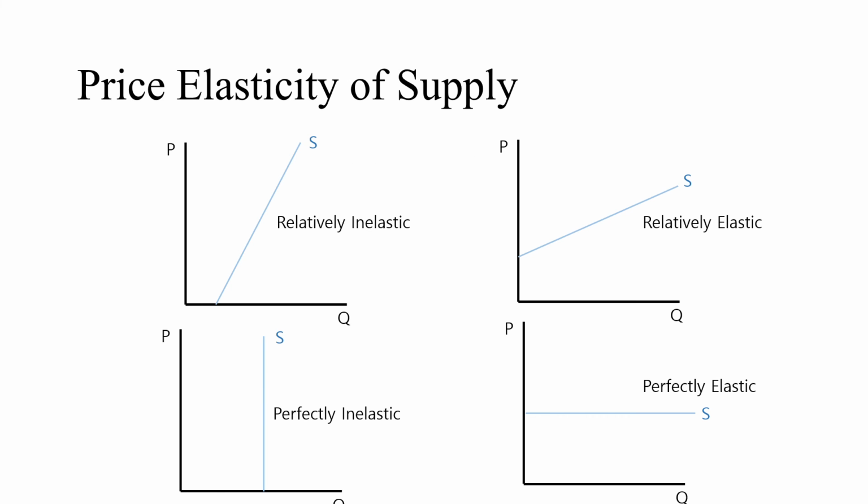And all of this is reflected in graphs that we should be familiar with, since they're very similar to the price elasticity of demand curve. When the supply is relatively inelastic, the graph would look more vertical. If the supply is relatively elastic, it would look more horizontal. If it's perfectly inelastic, it would be perfectly vertical. And if it's perfectly elastic, it would be perfectly horizontal.